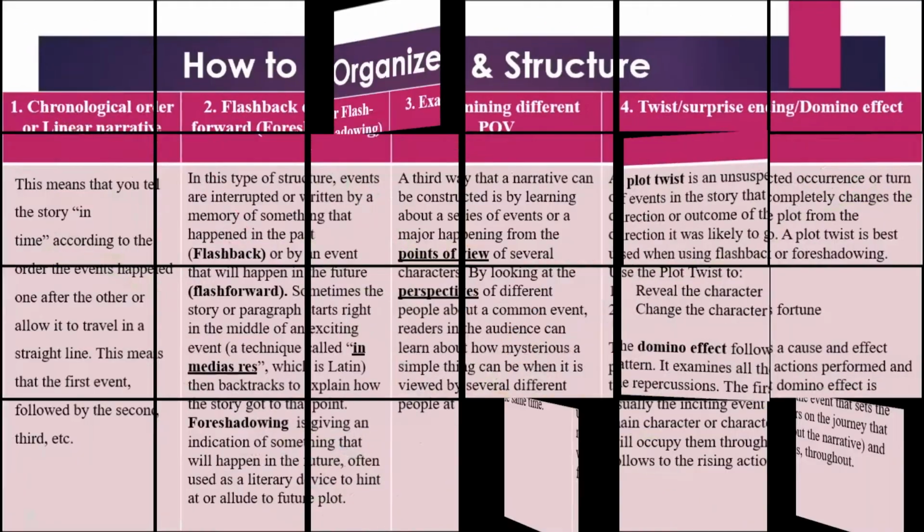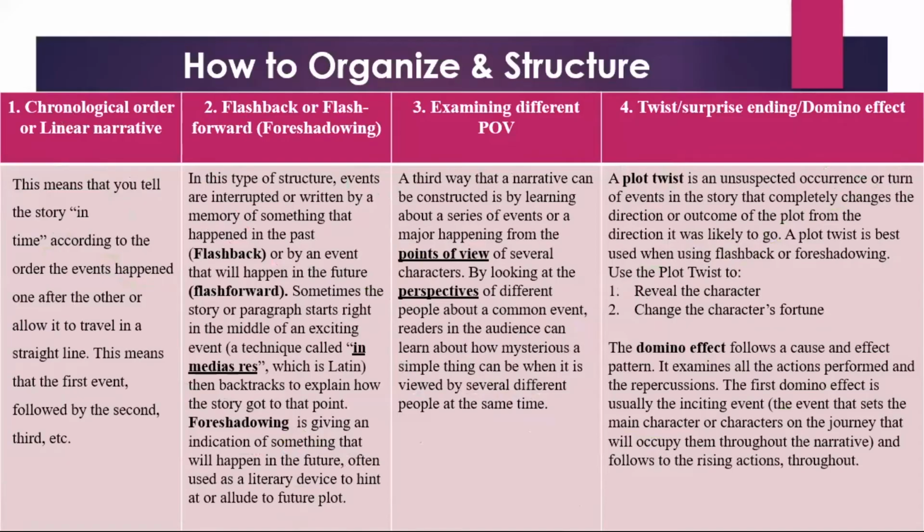Let us begin. One of the first things that you need to consider when you are planning to write your short story is how you are going to organize or structure the events of your story. There are 4 methods that you can use, or techniques if you rather. 1, the chronological order. Now, this means that you tell the story in time according to the events that happened one after the other. You are expecting to see the story transpire firstly, secondly, thirdly. This is what happened next, followed by this to the very end.